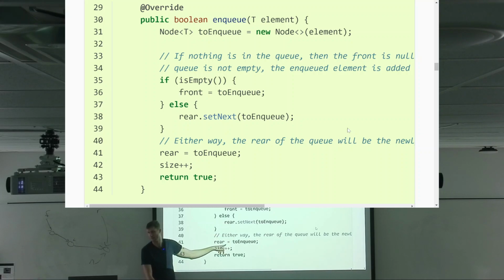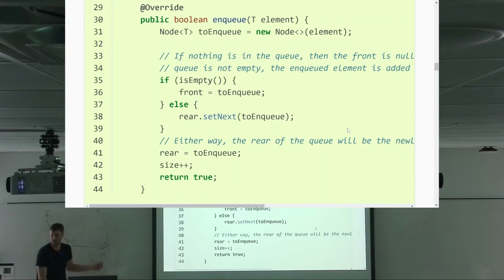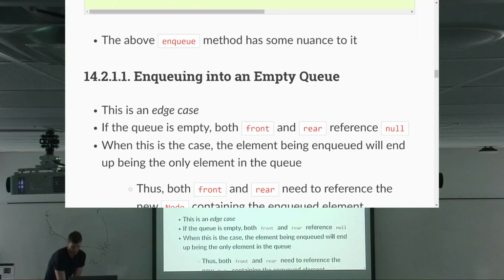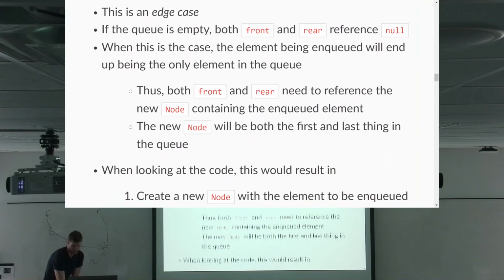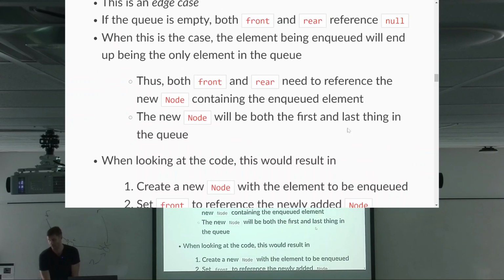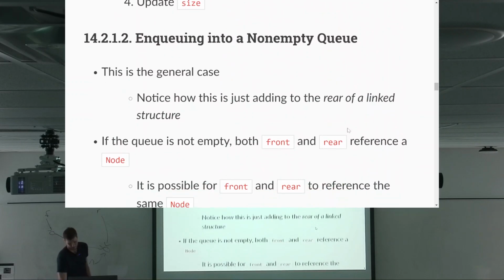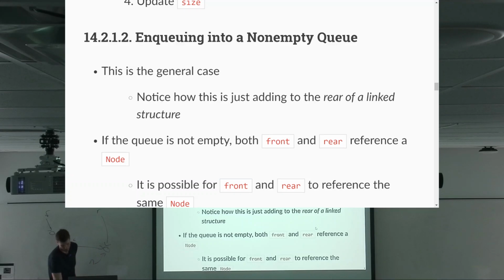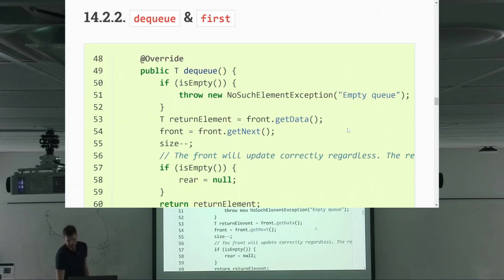And there, that's it. It's by no means overly complex, but I think there's some elegance to this. Any questions about this idea? Yeah? No? Happy? Okay. So enqueuing into an empty queue, this is what we would call an edge case. We've already explained it. Great. Enqueuing to a non-empty queue, we just explained it. Great. Now dequeue and first.